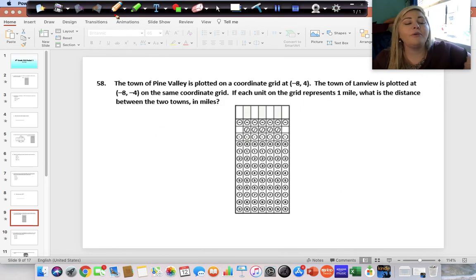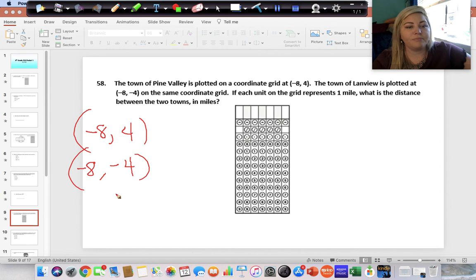Okay, the town of Pine Valley is plotted on a coordinate grid at -8, 4. The town of Landview is plotted at -8, -4 on the same coordinate grid. If each value on the grid represents 1 mile, what is the distance between the two? So we have -8 here and 4 here. And then at the other one, we have -8 and -4.